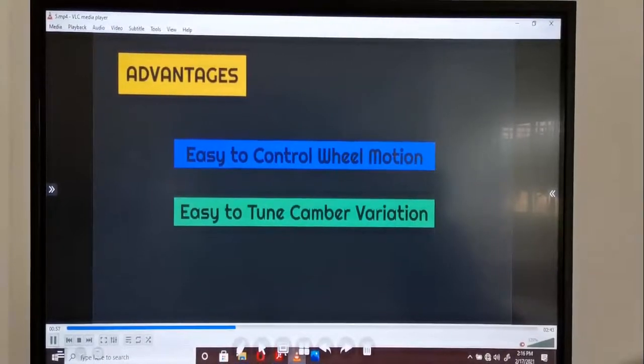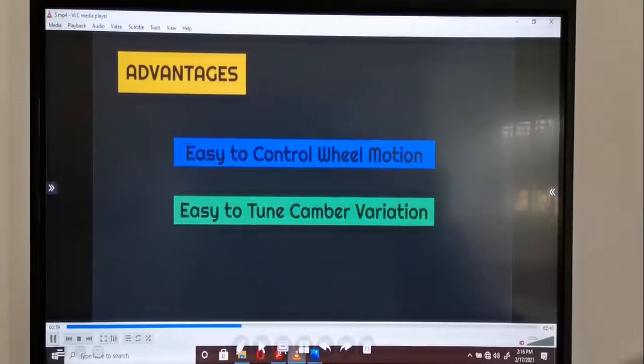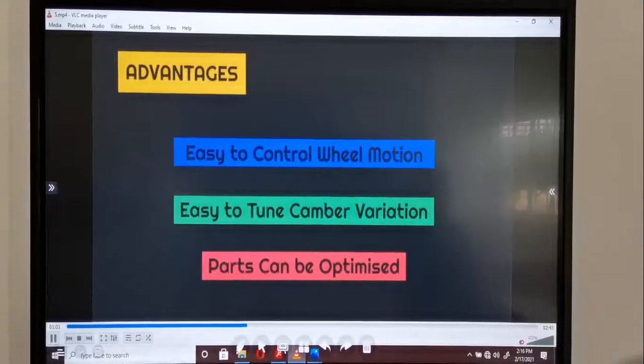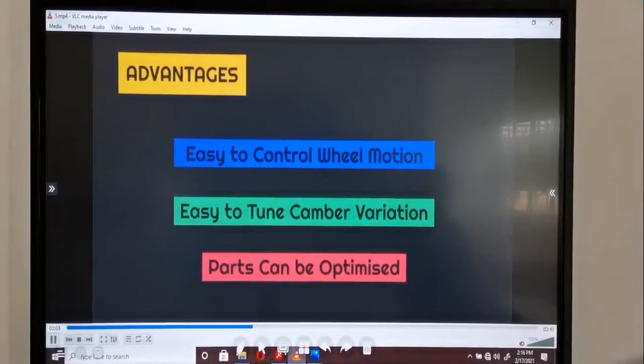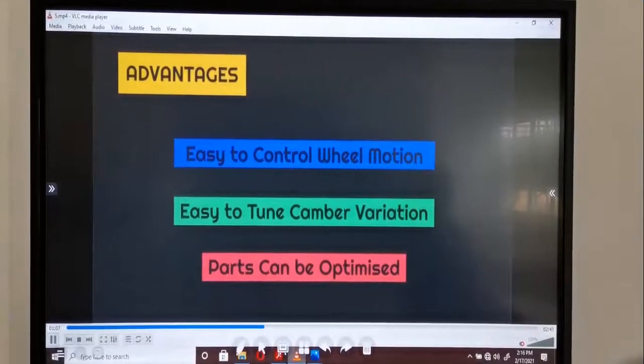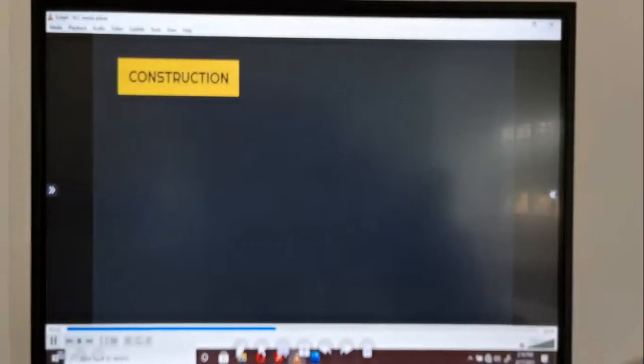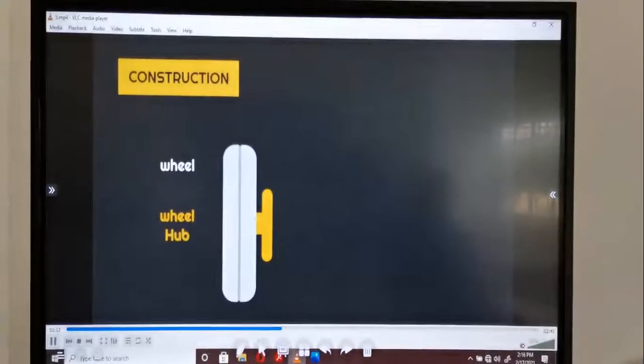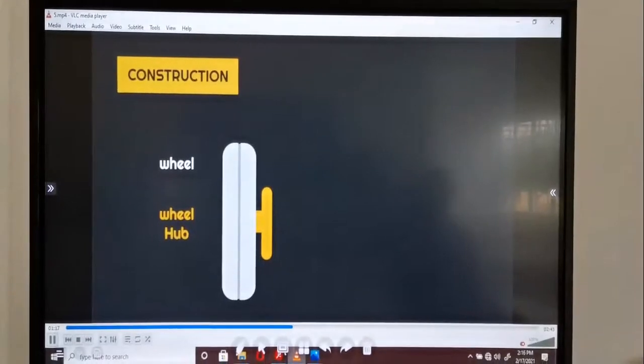easy to tune camber variation, easy to tune ISO variation. Parts can be optimized. That means this type of parts we can use further in the future. That means we need not change completely.